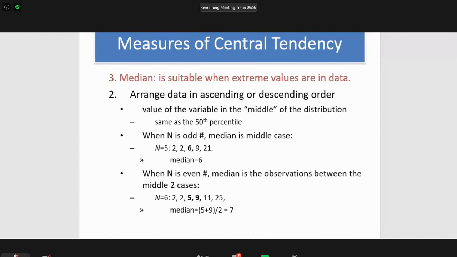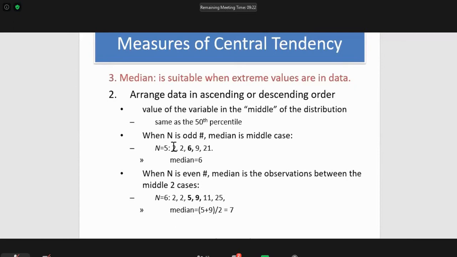So then we have one more measure of central tendency, which we call the median. In the median, we arrange the data in ascending or descending order. In mean or mode, we don't do any such thing, we don't arrange the data, right? But for calculating the median, we need to arrange the data in either ascending or descending order. So it's the value of the variable in the middle of the distribution. It's the same as the 50th percentile.